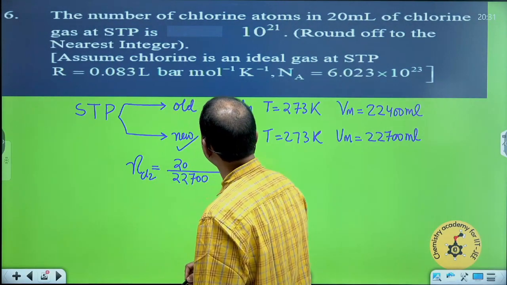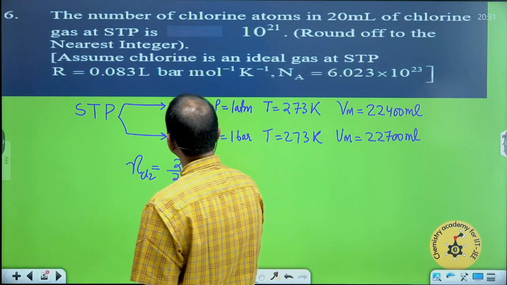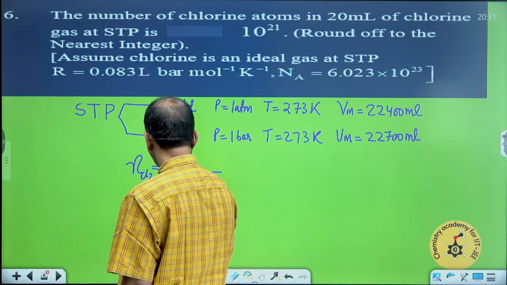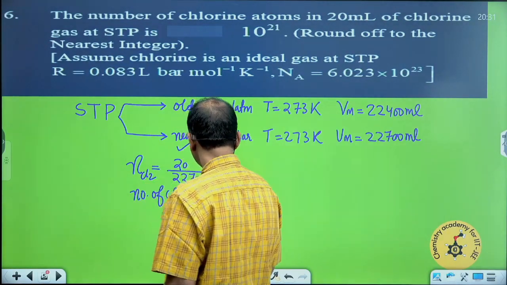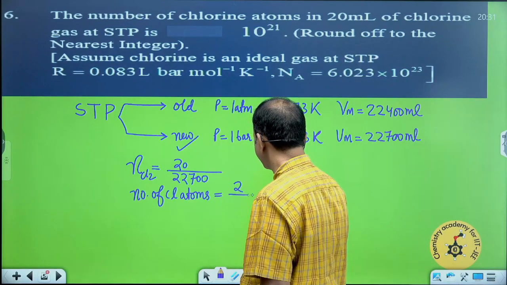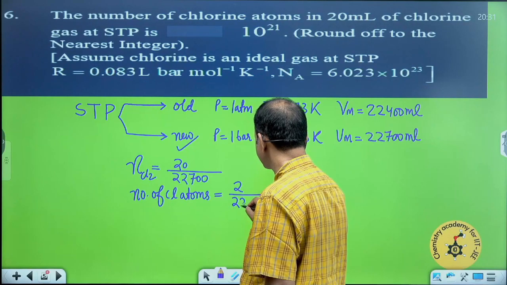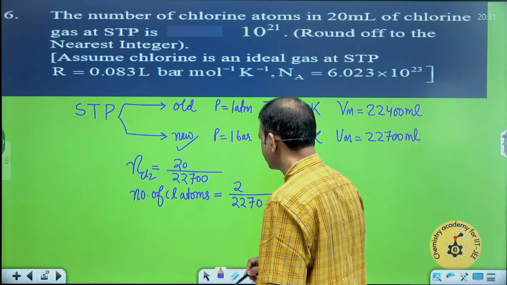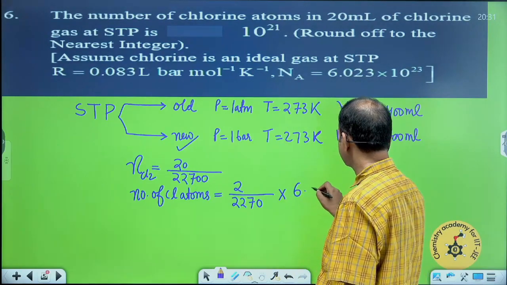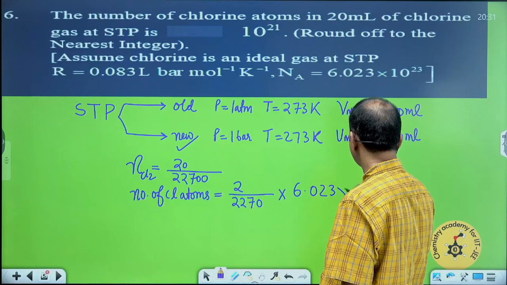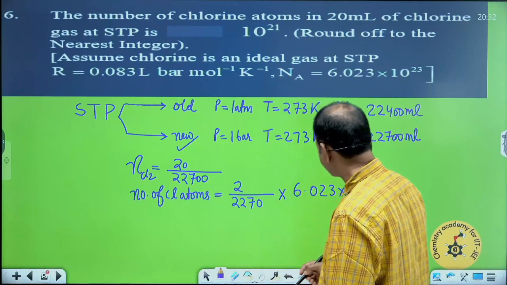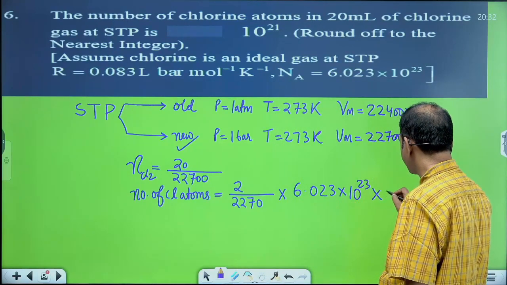From here we can calculate the number of chlorine atoms. So number of chlorine atoms is equal to number of moles of chlorine, that is 20 divided by 22700, into Avogadro number. The value of Avogadro number is given: 6.023 into 10 to the power 23. In one molecule of chlorine there are 2 atoms of chlorine, so we should multiply here by 2.